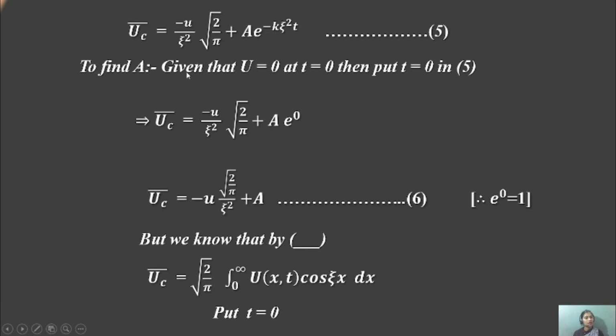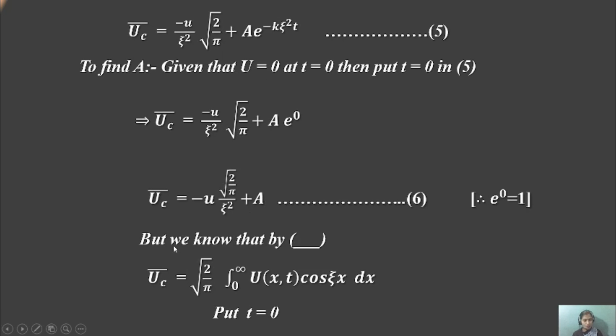Then finding a, given that u equals 0 at t equals 0, put t equals 0 in equation 5. uc equals minus u xi square root of 2 by pi plus a e to the power 0. You know that e to the power 0 is 1. Then uc equals minus u square root of 2 by pi xi square plus a.